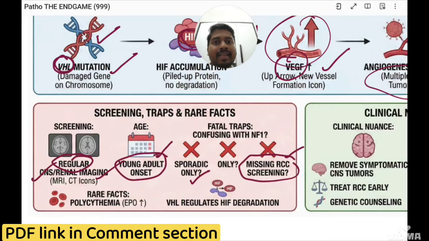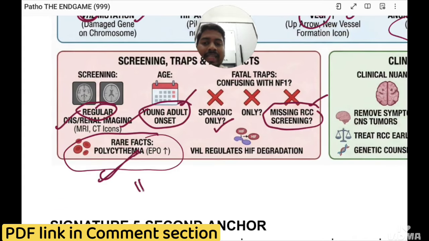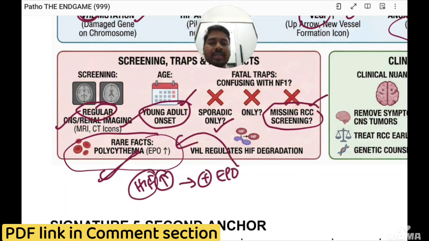So suppose anyone has renal cell carcinoma, you should also screen for other tumors which can happen in the brain or maybe in the spinal cord. You should search for it. An important thing is polycythemia can be seen because HIF, hypoxia-inducible factor, whenever it is increased, it stimulates erythropoietin also. So you should also screen for polycythemia. Polycythemia is a clue for this.